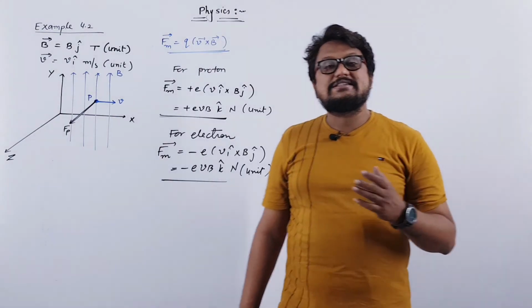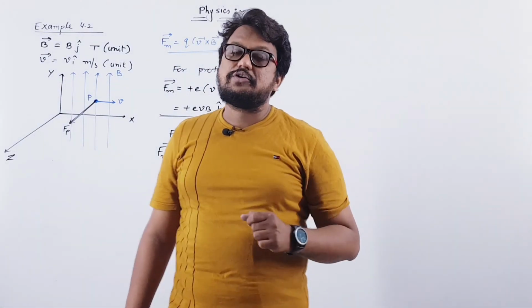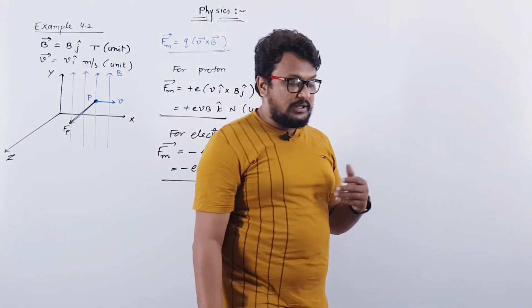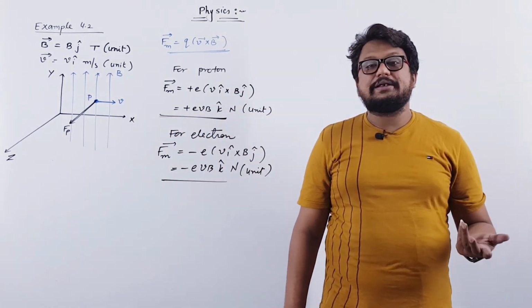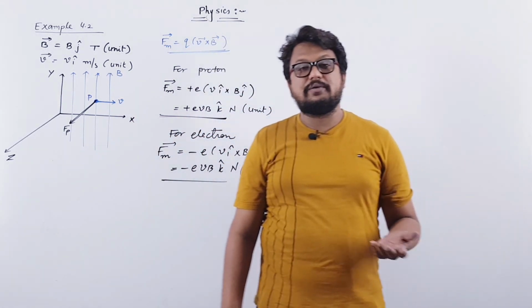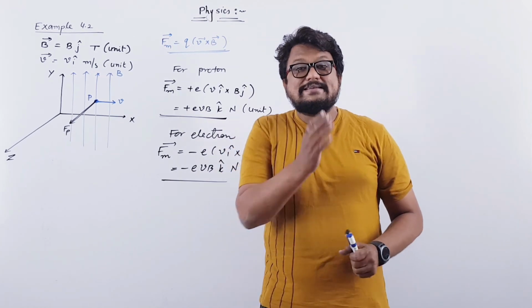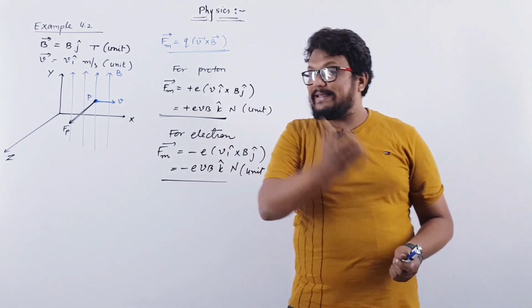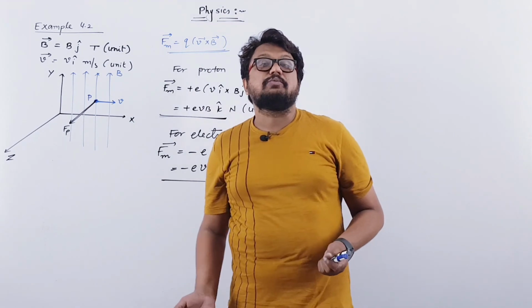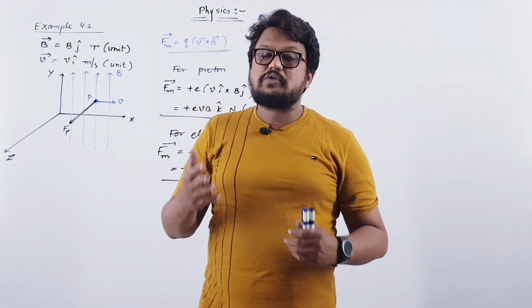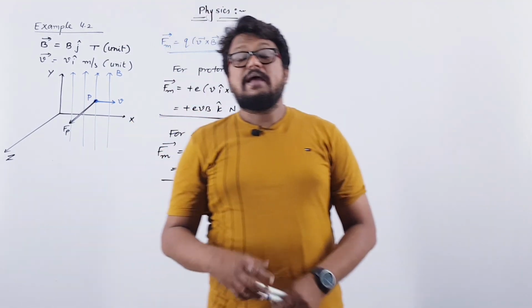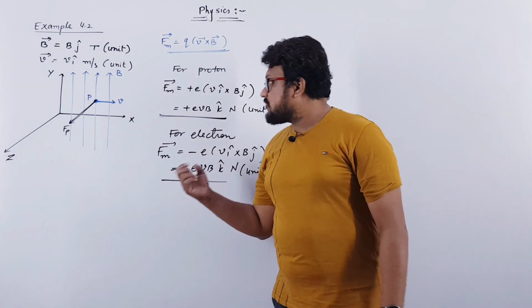So this is it for this video lecture. In the next video lecture we are going to discuss the force acting on a charged particle moving in a magnetic field, means what will be the effect of that force? Is it going to increase or decrease its velocity? As well as we are going to discuss the velocity selector and two unsolved examples based on this concept.